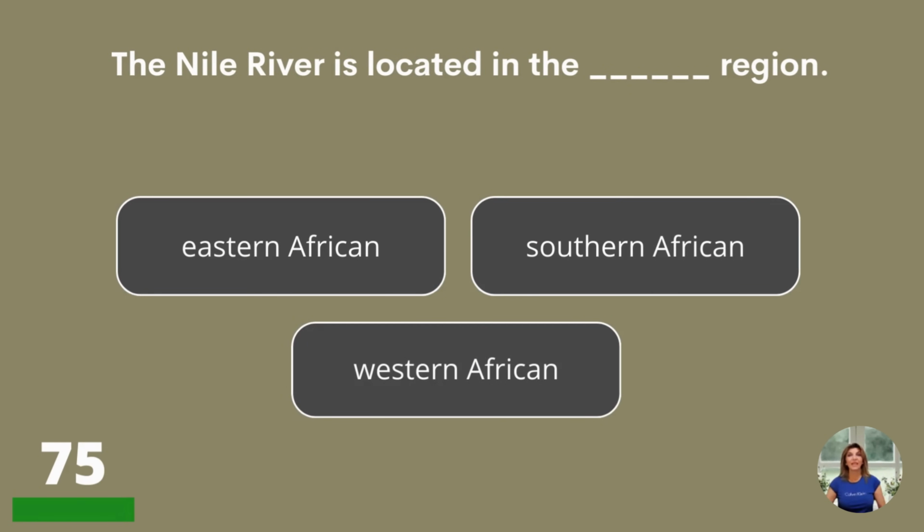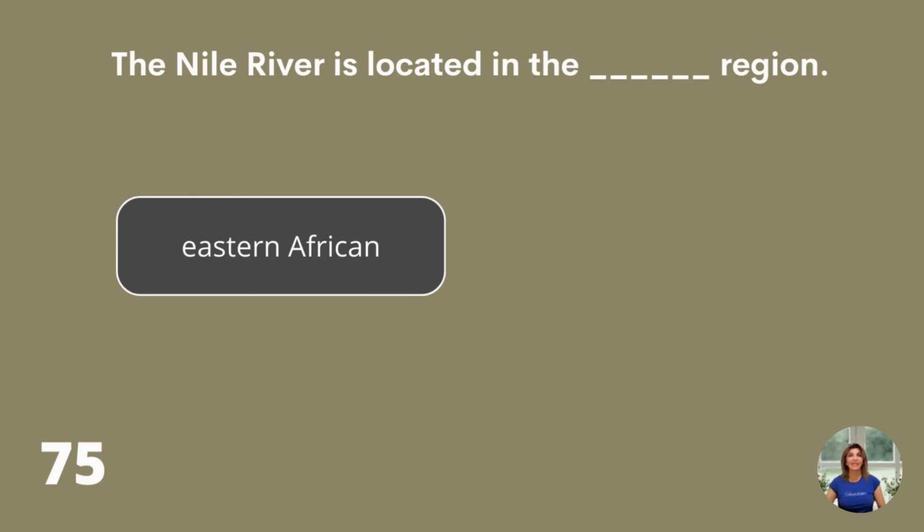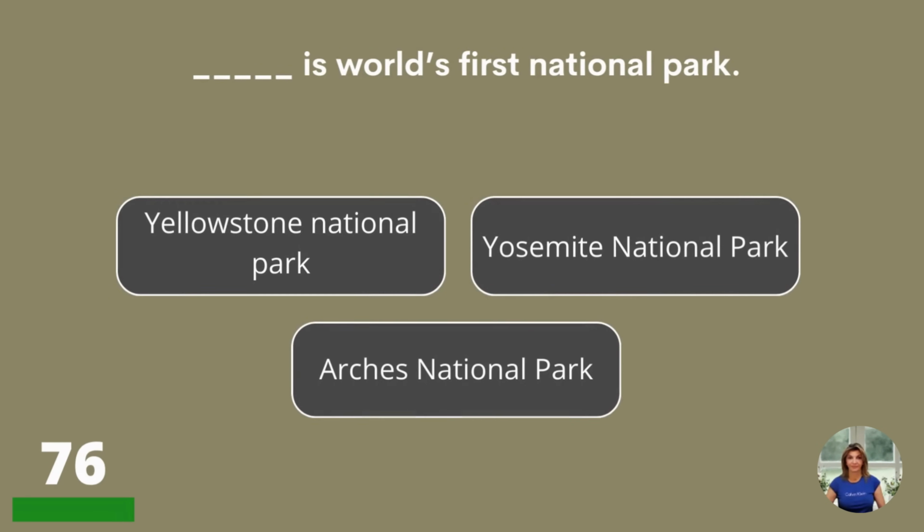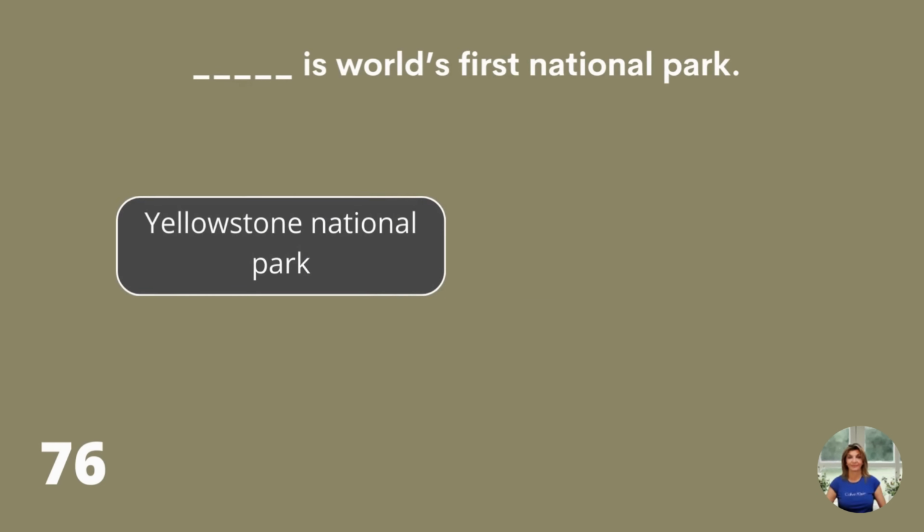The Nile River is located in what region? Eastern African, Southern African, or Western African? In the Eastern African region. What is the world's first national park? Yellowstone, Yosemite, or Arches? Yellowstone National Park.